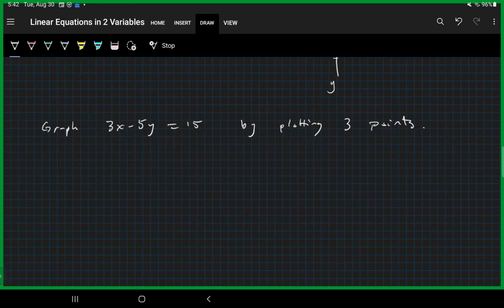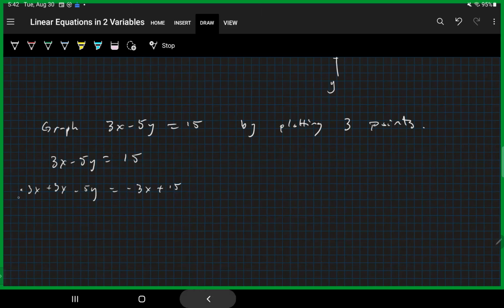Okay. So my first step, let's rewrite the problem. 3x minus 5y is 15. And since I want to get y by itself, I want to get this 3x over on the other side. And I'm going to do that by subtracting. So if I subtract 3x from both sides, I can add the opposite.